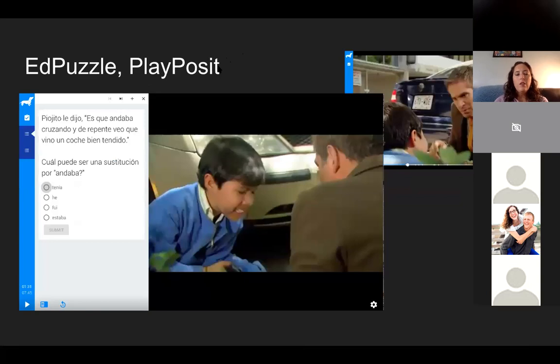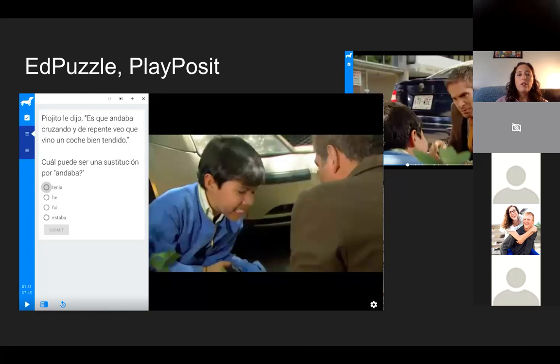Another example is, I think most people have probably heard of EdPuzzle or PlayPosit. They do the same thing. This is a really good idea for a video that you really want the students to focus on a certain section. So you pause, you ask a question. You can have it where it gives you the answer. That way the student is not confused going forward.